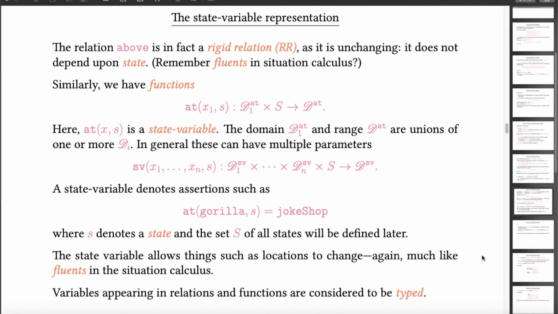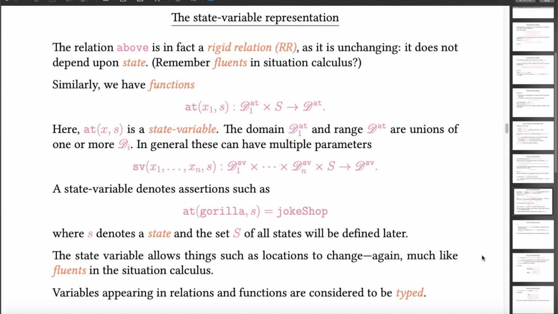Now in that example, above doesn't change over time, so it's what's called a rigid relation. Now, clearly within our running example, that's not realistic, because whether or not one thing is above another can change over time. And so once again, we need to introduce some idea of the state of the world, and we need to allow anything that can change over time to depend on state as one of its parameters.